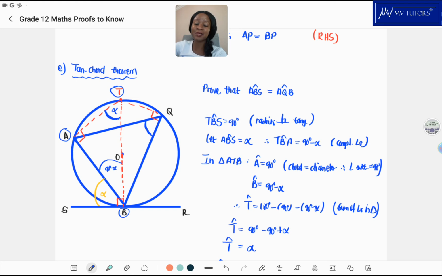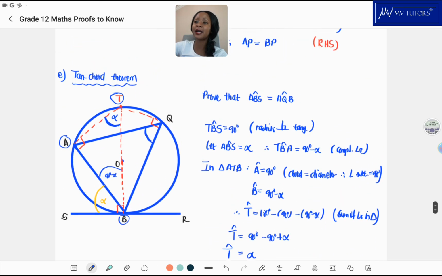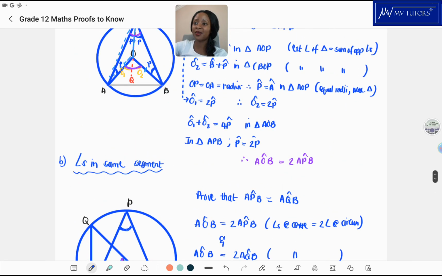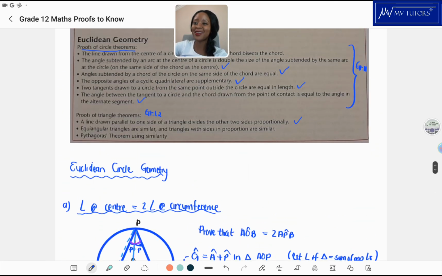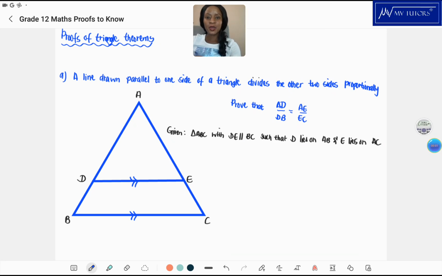Like I said, it has been asked quite a lot this year, twice actually. So yeah, that's one to look out for. But basically we're done with the circle geometry proofs. Finally, now we can get to the proofs for grade 12, which are the triangle theorems. Alright, so we have reached the final proofs, the proofs of triangle theorems.